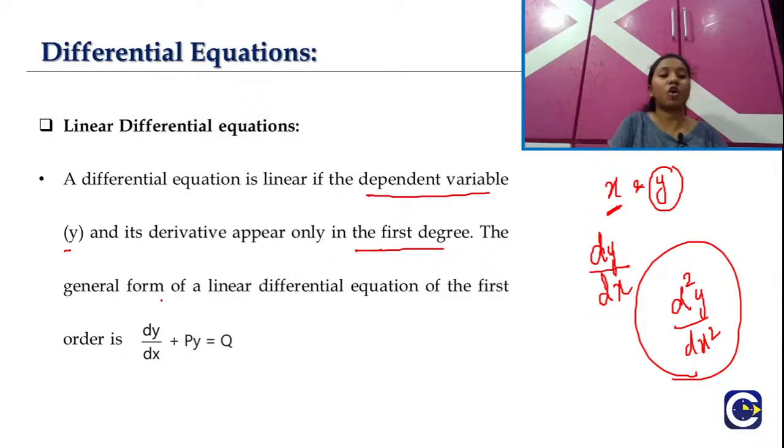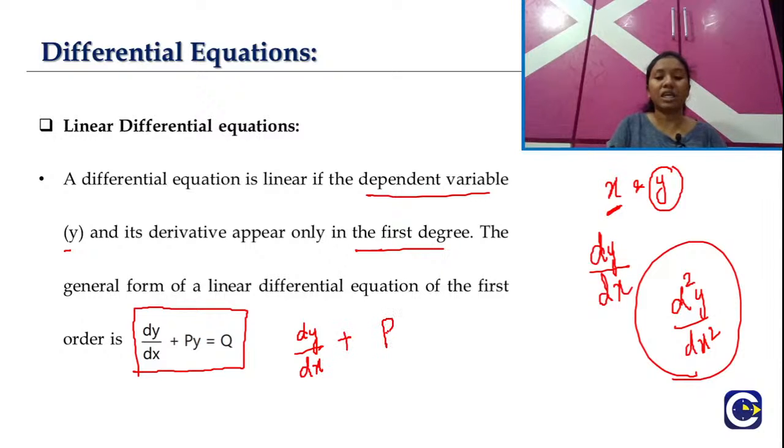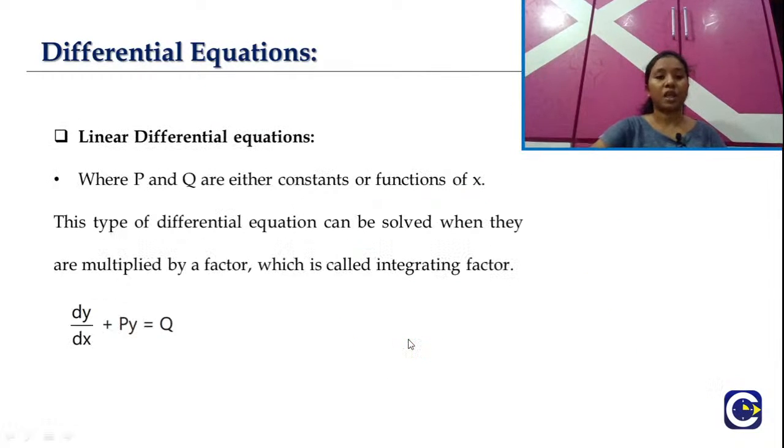The general form of a linear differential equation of the first order is given by dy by dx plus P y is equal to Q. Here P and Q are functions in terms of the variable x, and not constants. This is our standard and general form of a linear differential equation: dy by dx plus Py is equal to Q. Now the question is how we are going to solve this.